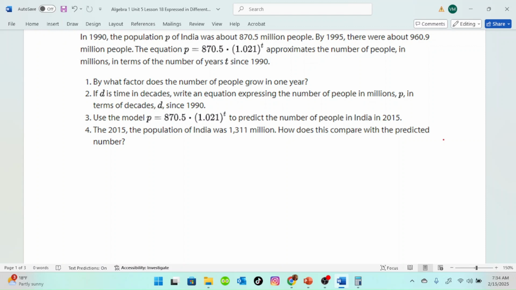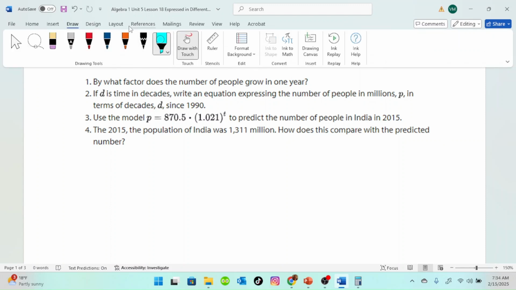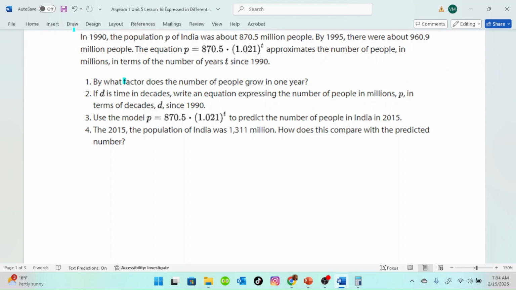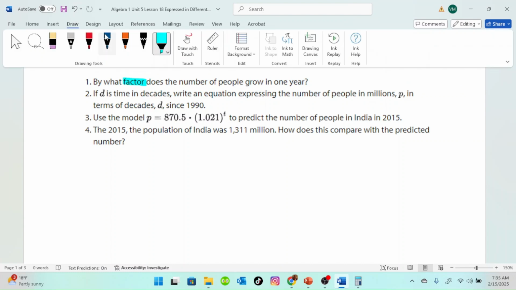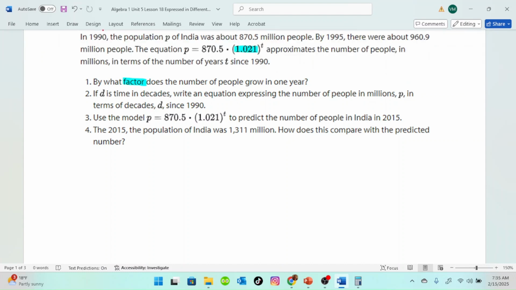So they're asking for the growth factor. And the growth factor is the number that has the exponent with it. So if they're asking for the factor, that's this number right here. So that means it's growing by a factor of 1.021 each year.